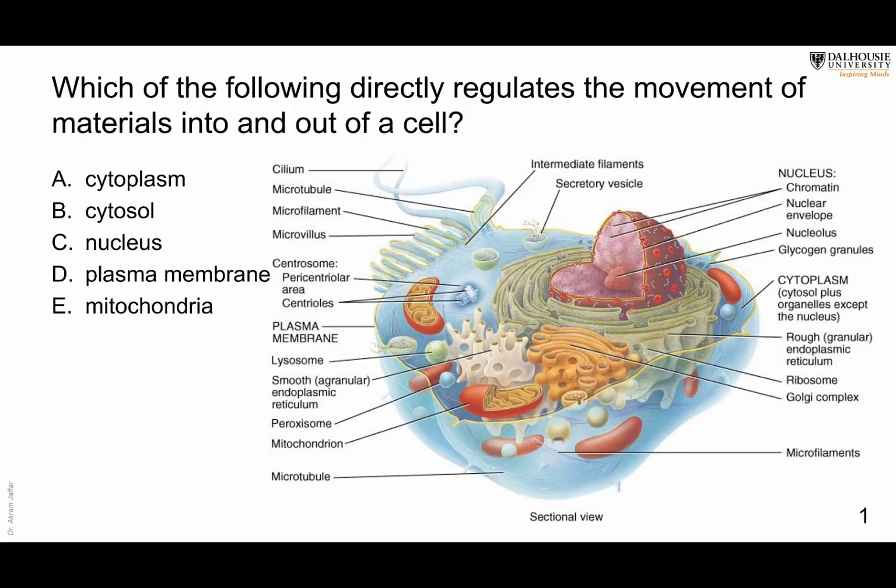The cell membrane helps to identify the cell to other cells, and it is also used in intercellular signaling, communication with other cells. So anyhow, one of the main functions of the plasma membrane is that it regulates movement of material into and out of the cell.